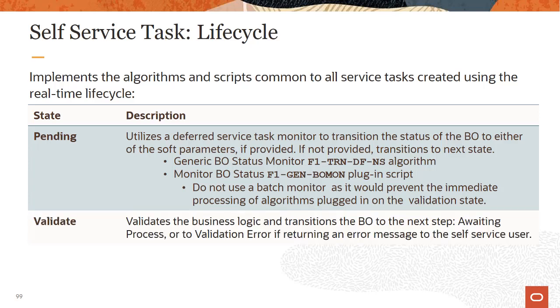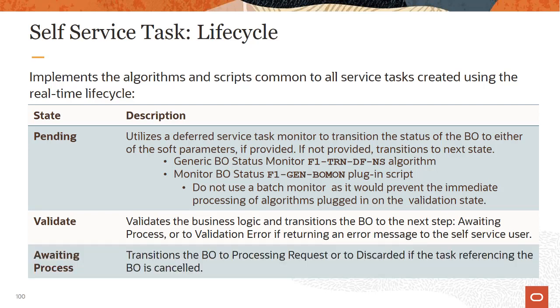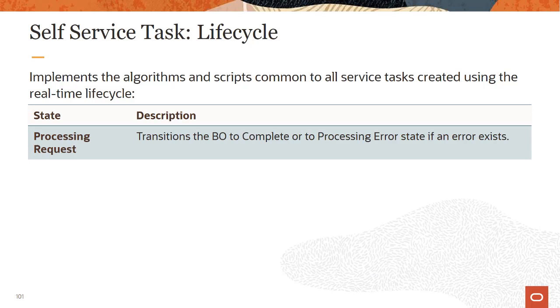that validates the business logic and transitions to the next step, awaiting process, or to validation error if returning an error message. An awaiting process state that transitions the business object to processing request, or if the task referencing the business object is canceled, it transitions to discarded. The processing request state transitions the business object to complete, or if an error exists, it transitions to the processing error state. The validation error state returns an error message to the self-service user.